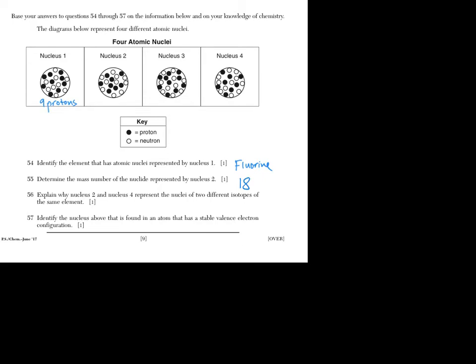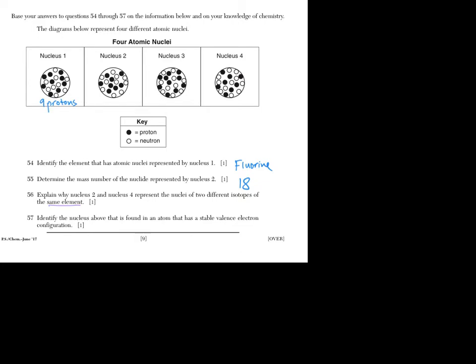Number 56. Explain why nucleus 2 and nucleus 4 represent the nuclei of two different isotopes of the same element. All right, so key thing when you're looking at something with the same element, they have to have the same number of protons. So we had to look at nucleus 2 and nucleus 4 and see if they have the same number. So you have 1, 2, 3, 4, 5, 6, 7, 8. And then over here, 1, 2, 3, 4, 5, 6, 7, 8. So they do have the same number of protons.